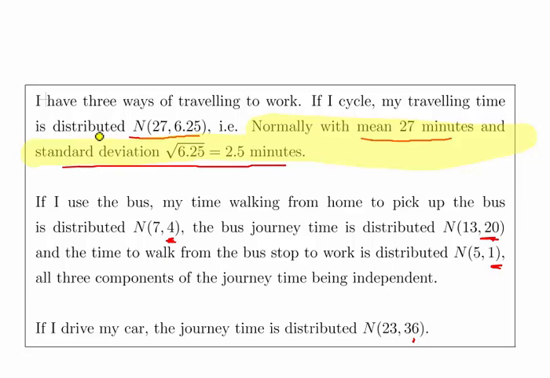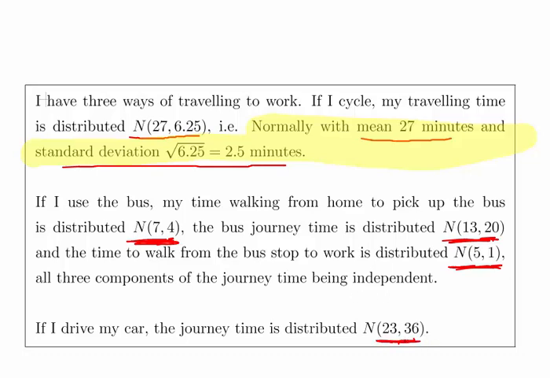So if I use the bus, my time walking from home to pick up the bus is distributed with mean 7 and a variance of 4. Then we take the bus, and that's a journey of 13 minutes with a variance of 20. And the time to walk from the bus stop to work is distributed with a mean of 5 and a variance of 1, also a standard deviation of 1 in this particular instance. So this is where we'd see the combination of normal random variables: walk 1, bus, and walk 2. And if I drive, my journey time is mean of 23 and a variance of 36.